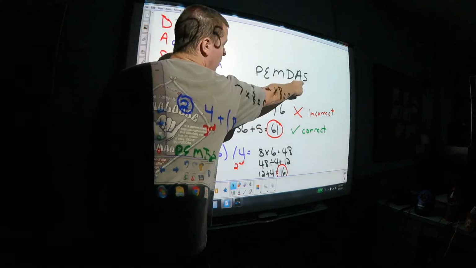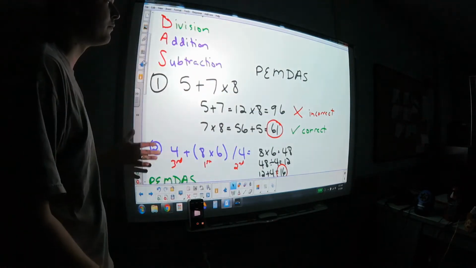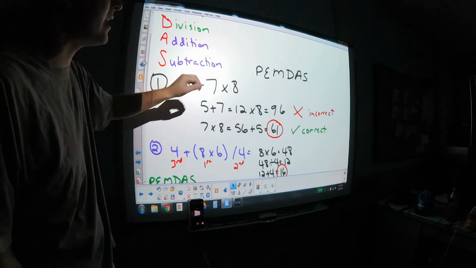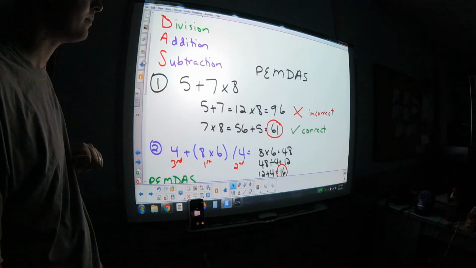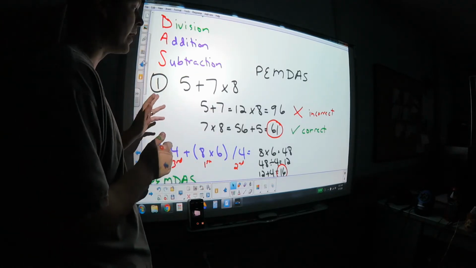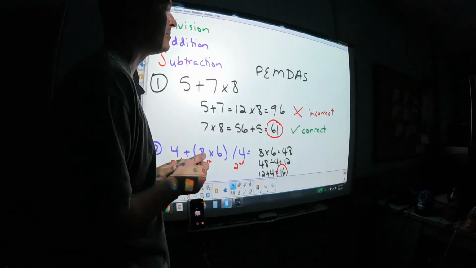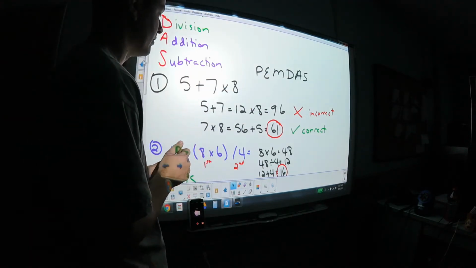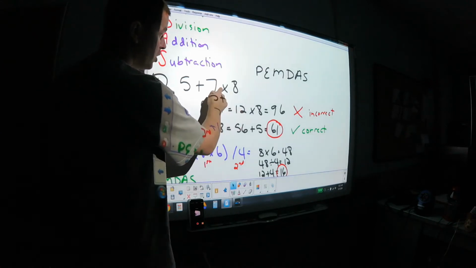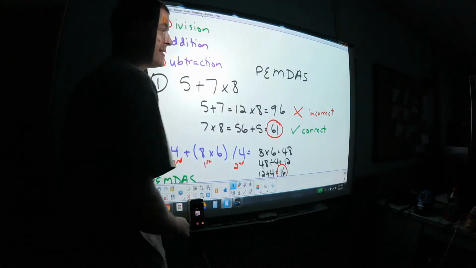So let's look at a couple of examples of PEMDAS. I rewrote it just so that way we didn't forget about it. So on number 1, you have the problem 5 plus 7 times 8. Now, if you were to just go left to right and do whatever comes first and forget all about PEMDAS, you're going to get the incorrect answer. For instance, 5 plus 7 comes first, so that's 12. 12 then times 8 is 96.